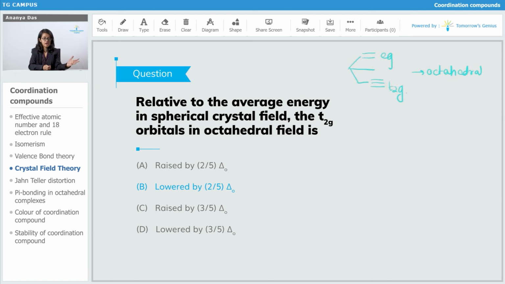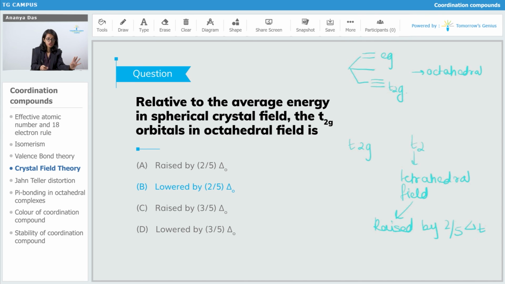In the same case, if it had been asked what happens to the T2 orbitals in the tetrahedral field, relative to the average energy in the spherical crystal field, you would answer that the T2 orbitals in the tetrahedral field get increased in energy. They will be raised by 2/5 del T, not del O, because del O is not a parameter of tetrahedral complexes. Del O is a parameter only of octahedral complexes.